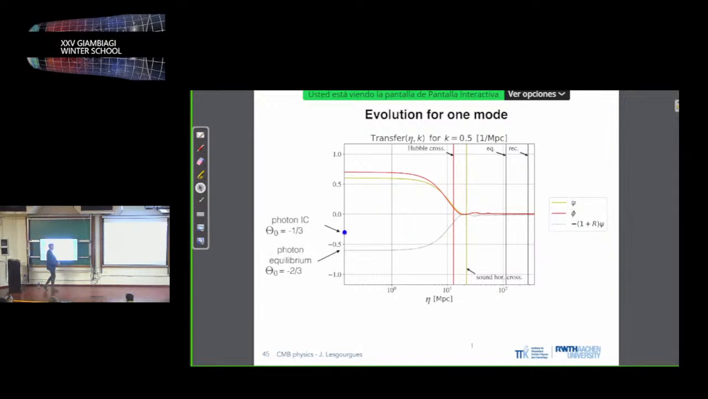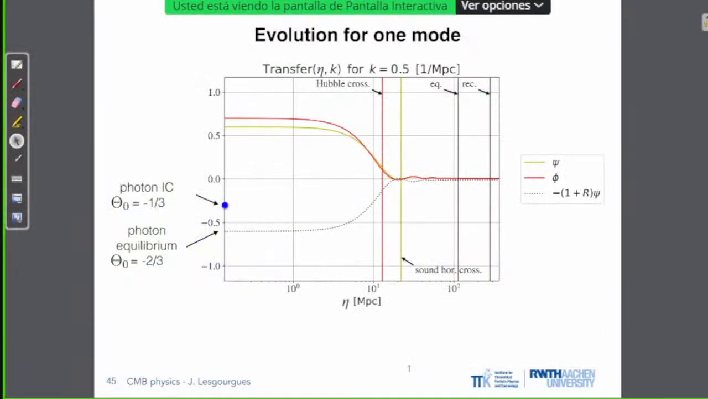Then, having this, I will plot in dotted line what I expect to be the zero point of the photon acoustic oscillation. We said it's minus 1 plus r psi. So I take this function, I multiply by minus 1 plus r, and I get an almost symmetric function with respect to 0. And then we can plot the evolution of theta 0. We look at what is the initial value of the transfer function for theta 0. We go back to our initial conditions. We find with our normalization, it should start from minus 1/3 here.